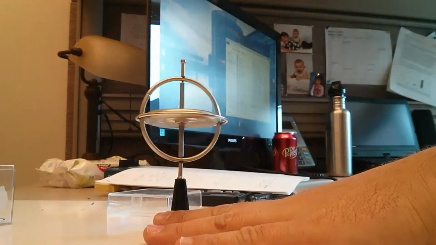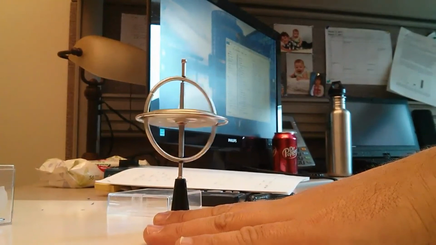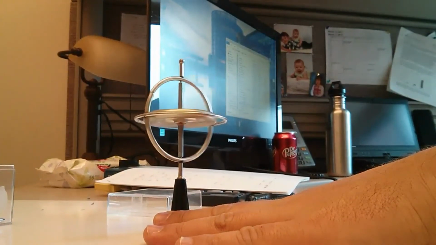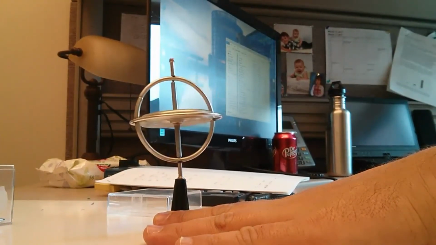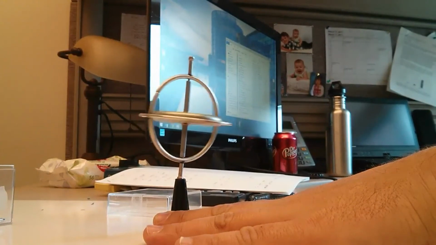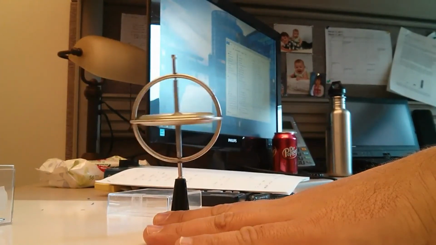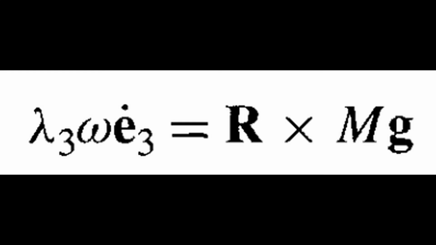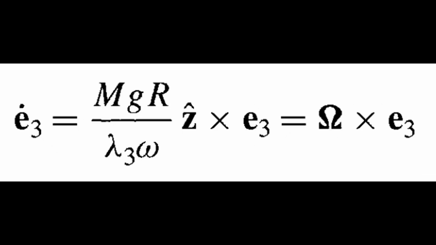This causes the top to spin around the z-axis at a constant angular velocity. The direction of angular momentum will change, but its magnitude will not. We call this phenomenon precession. Another way to express torque is to equate the change in angular momentum with r cross mg. And if we rearrange for change in the E3 axis, we get the following.